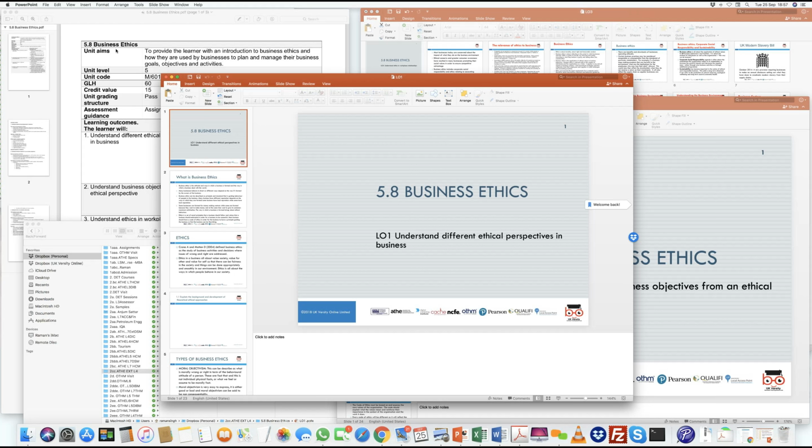So here the main reason for studying business ethics, which is the aim of the unit, is to give you a bit of introduction into the role of business ethics and how they are used by businesses to plan and better manage the activities they do. Which activities they conduct, and how they conduct themselves while doing these activities to achieve their aims, goals or objectives.